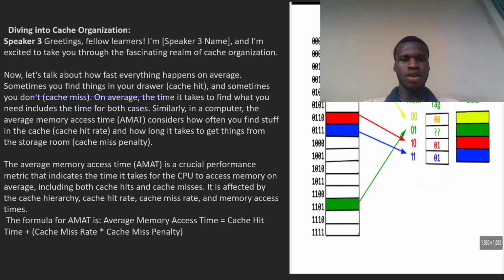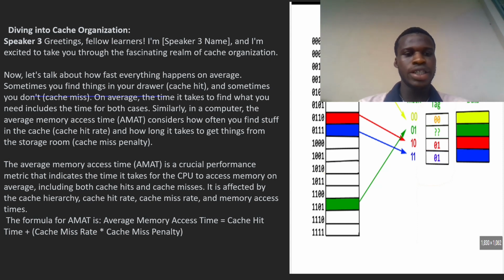let's talk about how everything happens fast on average. Sometimes you find things easier, sometimes it takes time to find things. On average, the time it takes to find what you need includes the time for both cases. Similarly, in a computer, the average memory access time, that is AMAT, considers how often you find stuff in a cache and how long it takes to find things from the storage room, in brackets, cache miss penalty.